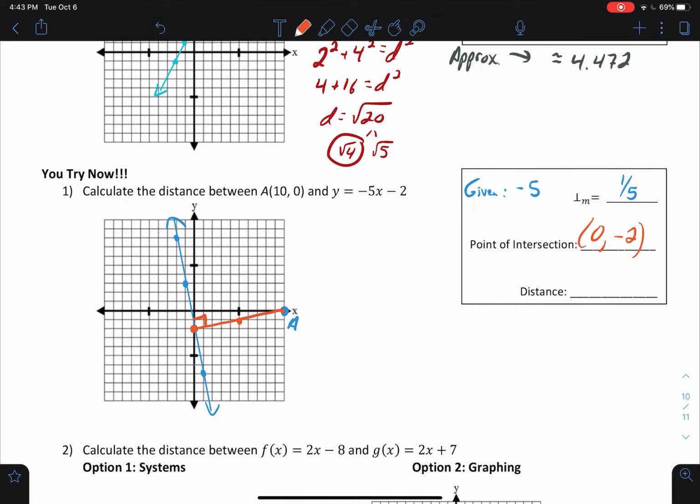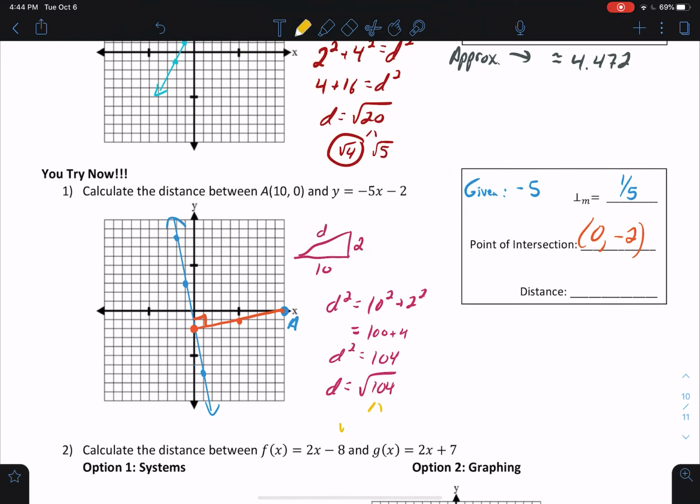I need to find the length of that. So, Pythagorean theorem, I set this up, trying to find the hypotenuse. The vertical change is 2, the horizontal change is 10. So I'll have d squared equals 10 squared plus 2 squared. So d squared is going to be 104. So d is going to be the square root of 104. If I simplify this, I can pull out a 4. And 104 divided by 4 is 26.